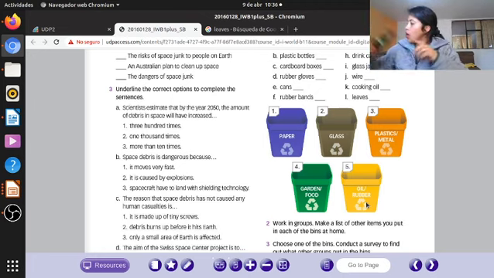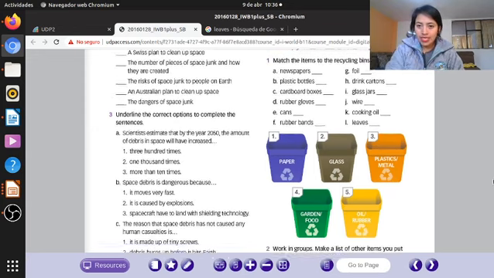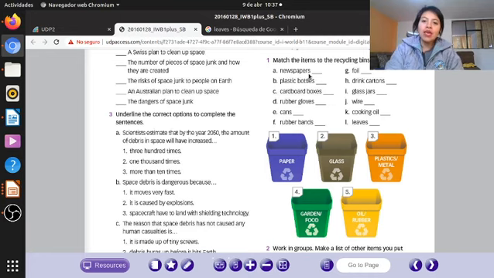Okay, my dear students. Now we have to classify these materials. For example, we have newspaper. We are going to put this newspaper, an old newspaper of course, in bin number 1, 2, 3, 4, or 5.